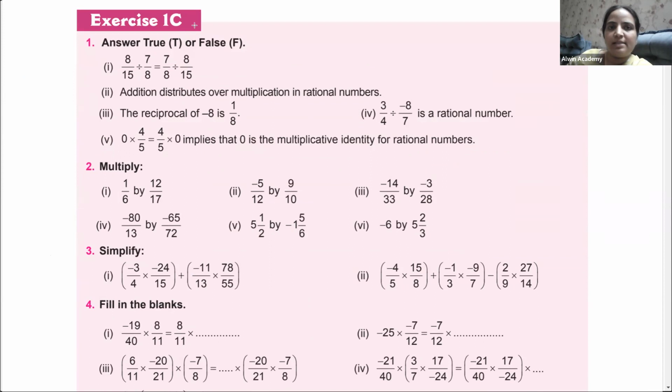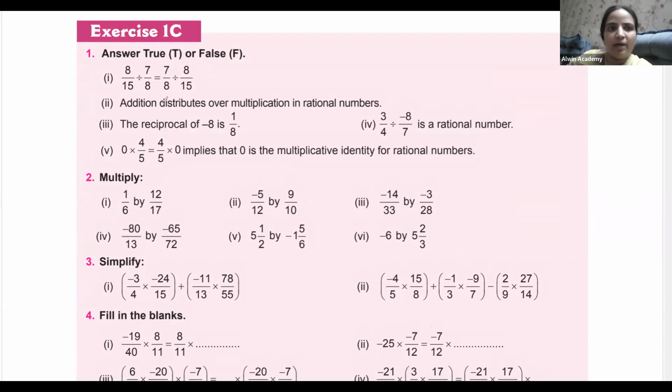This is exercise 1C. We need to start with question number 1. They're asking true or false. We need to tell them whether 8 by 5 divided by 7 by 8 equals 7 by 8 divided by 8 by 5.